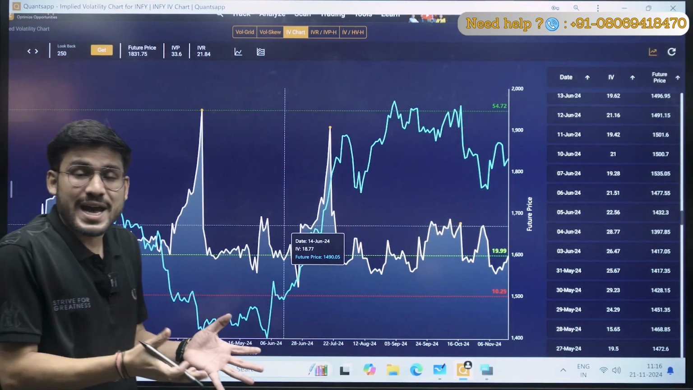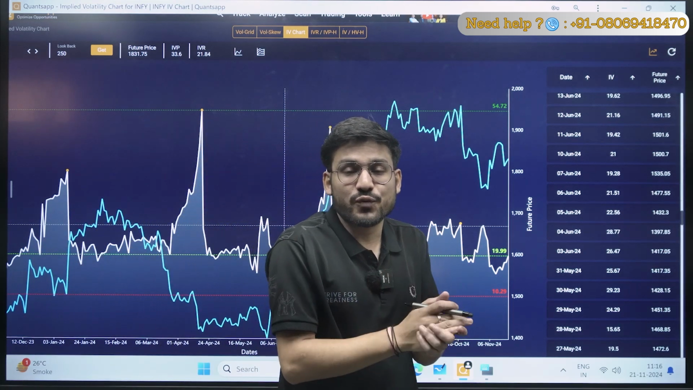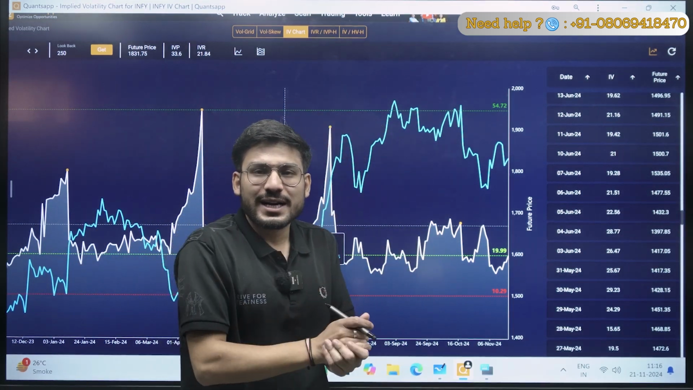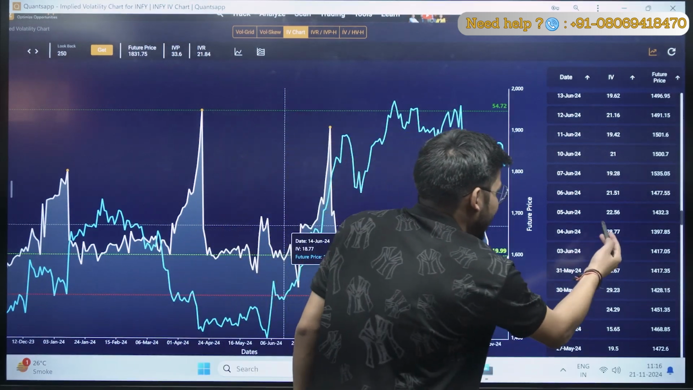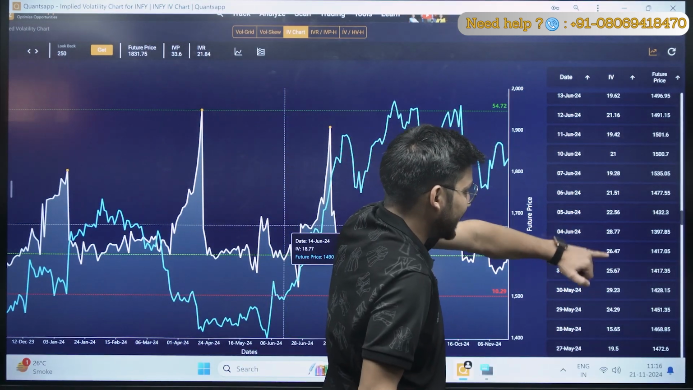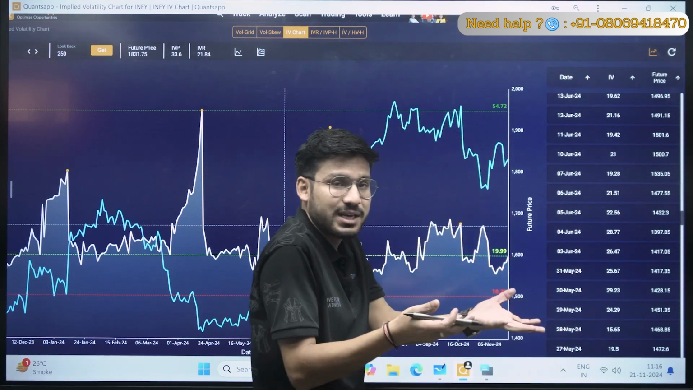And on the 5 June as well, we saw on the 4, 5, 6 June, we saw a good movement in the market. That means there are some big players that are initiating their trade, right? So that is why my IV spiked up. You can see 28 and 29, that is the highest IV, right?